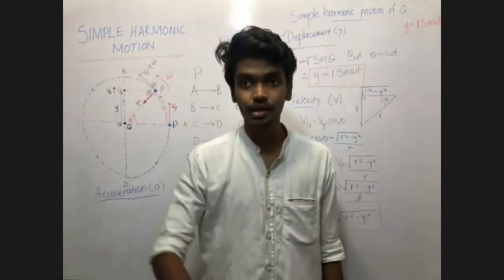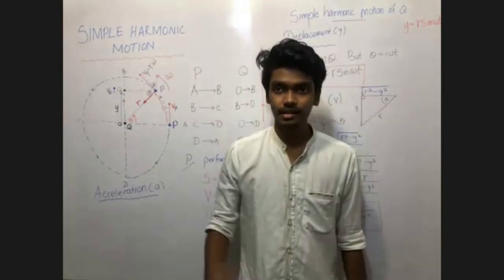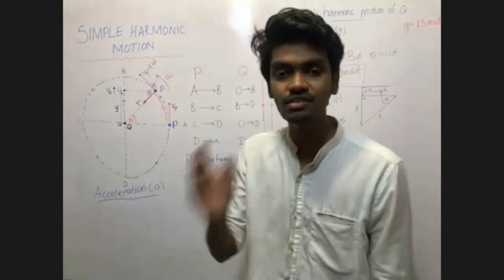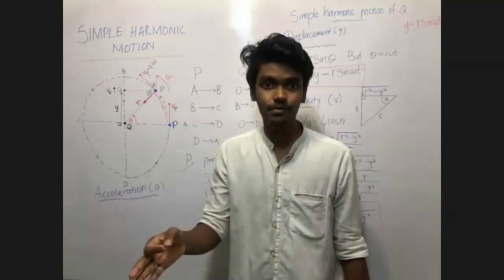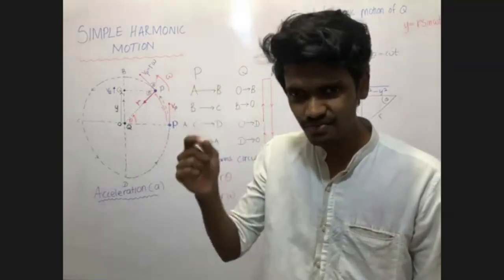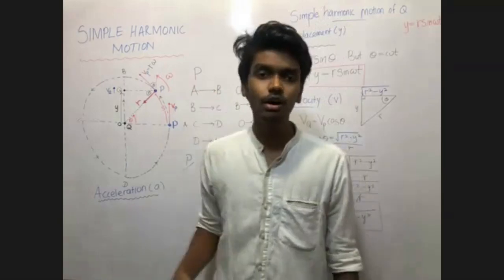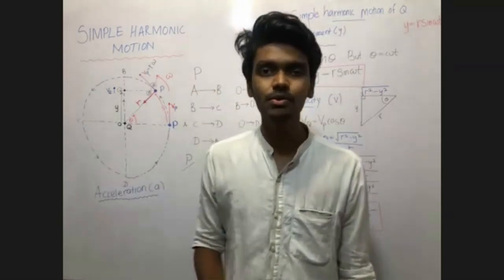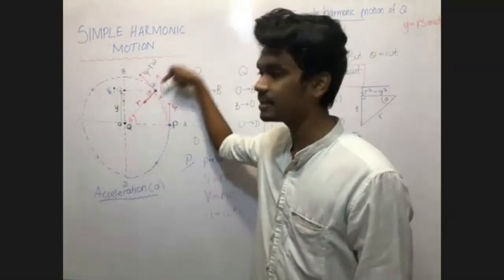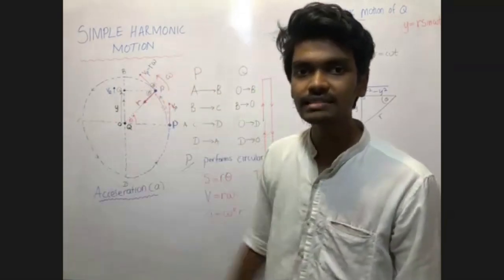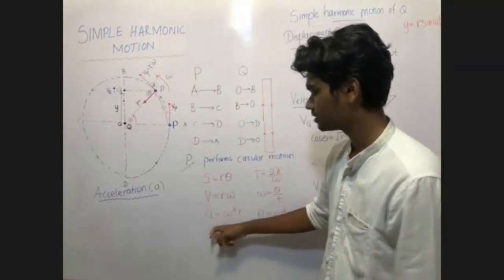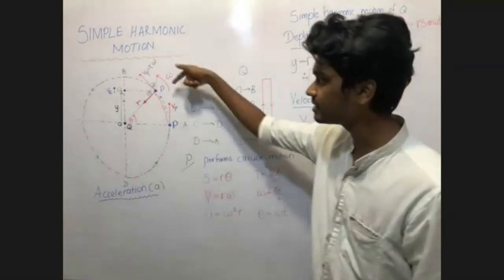But definitely, any object that performs a circular motion will have a centripetal acceleration, an acceleration towards the center. We call it radial acceleration also. What is it?